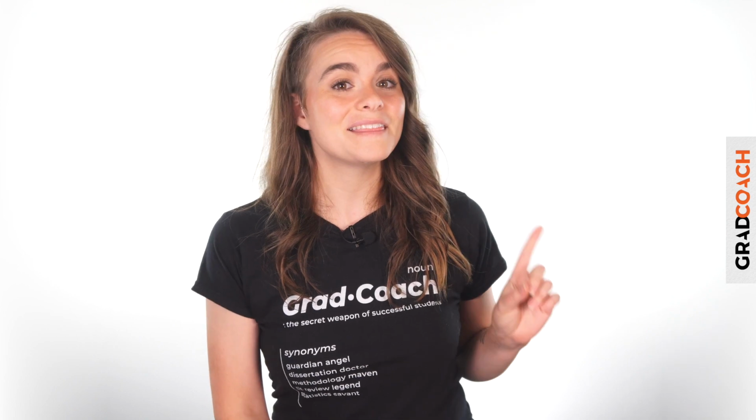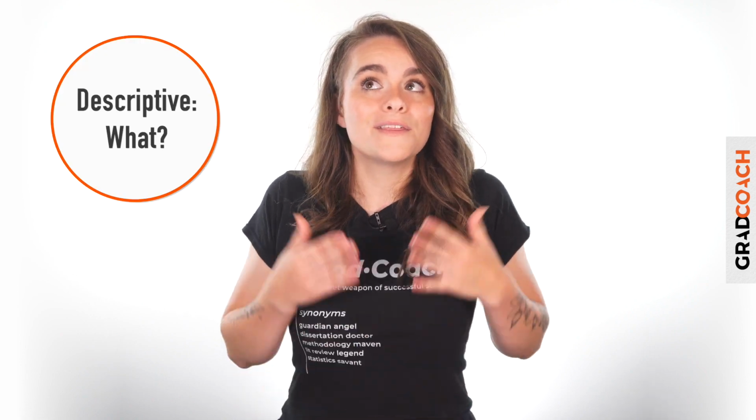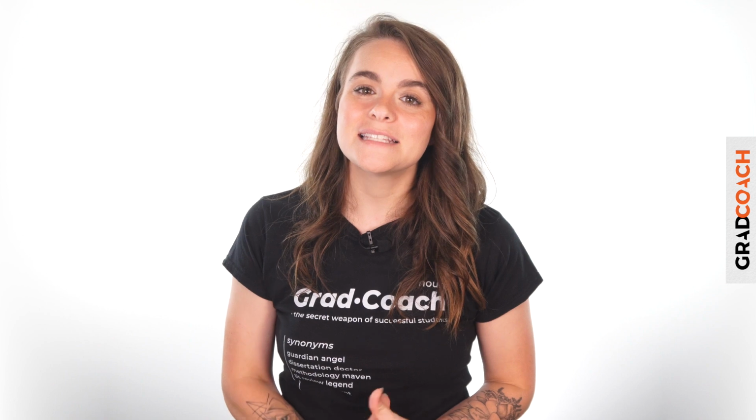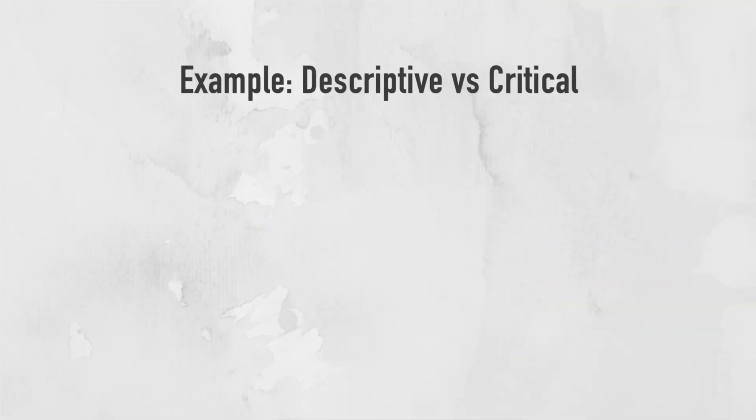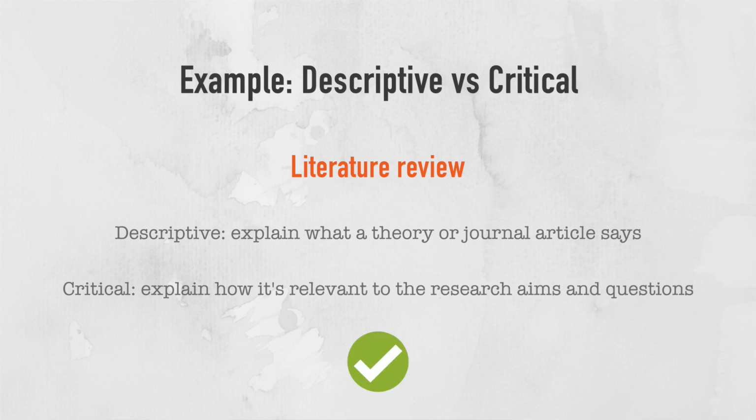If this sounds a bit foreign, you can learn more about the golden thread and how that all fits together in this video. All right, so as I've mentioned, descriptive writing focuses on the what, while critical writing focuses on the so what, the meaning. To make this distinction a little more tangible, let's look at how this plays out in a typical dissertation or research project. Within a literature review, descriptive writing would explain what a theory, author, or journal article said, whereas critical writing would explain how that's relevant to the key issues and research questions.